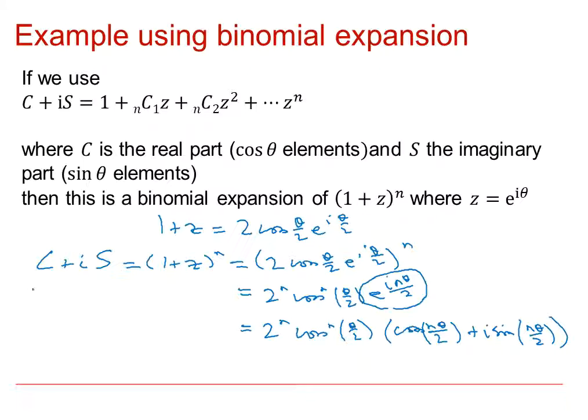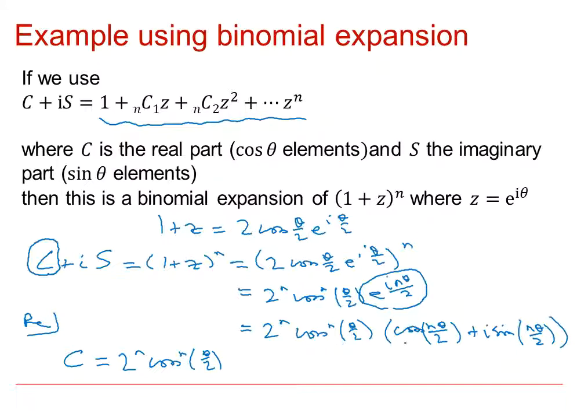And if we were, for example, looking for C, so if we wanted to pull out all the real parts of this original series, then we would look at the real part of this to find C, and C would be 2 to the n cos to the n of theta over 2, and the real part comes from this term here, the cos n theta over 2.